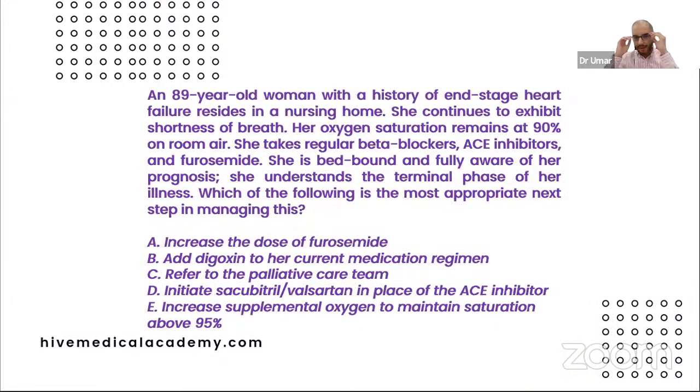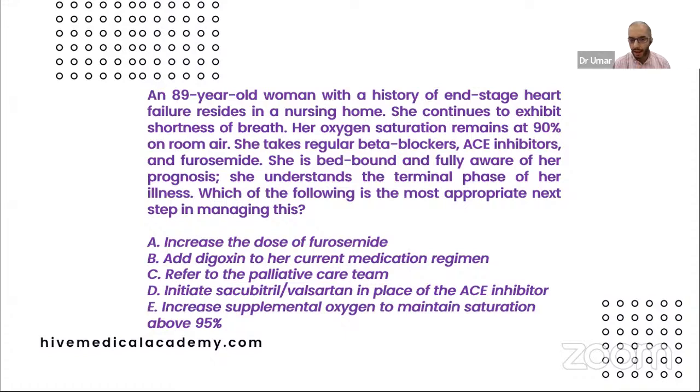Okay, so we'll get things warming up now. This is a bit more challenging, a bit more typical of a kind of scenario you're likely to be faced with. So an 89-year-old woman with a history of end-stage heart failure resides in a nursing home. She continues to exhibit shortness of breath. Her oxygen saturations remain at 90% on room air. She takes regular beta blockers, ACE inhibitors, furosemide. She's bedbound and fully aware of her prognosis. She understands the terminal phase of her illness. Which of the following is the most appropriate next step in managing this?